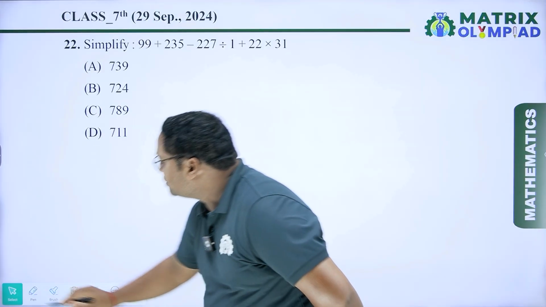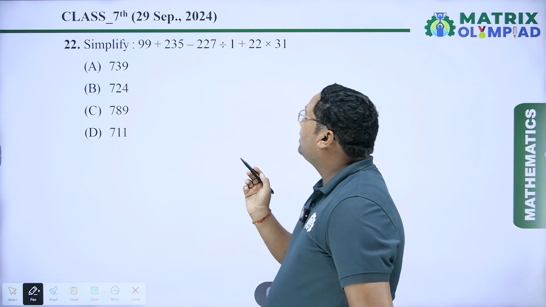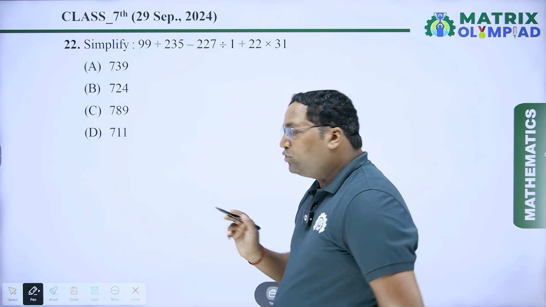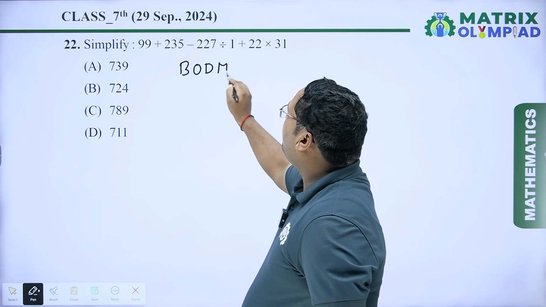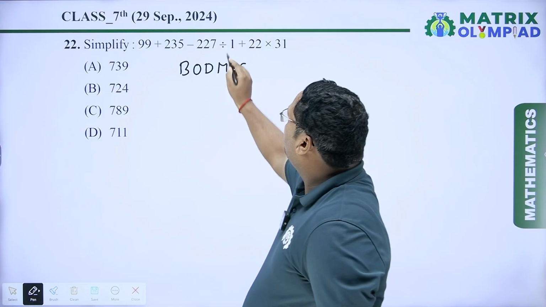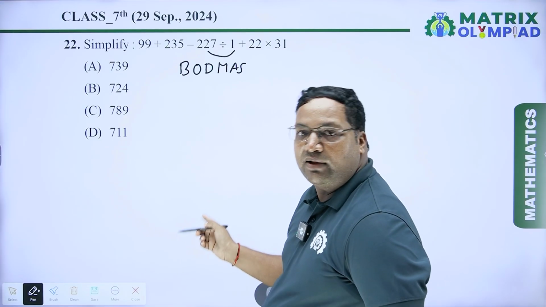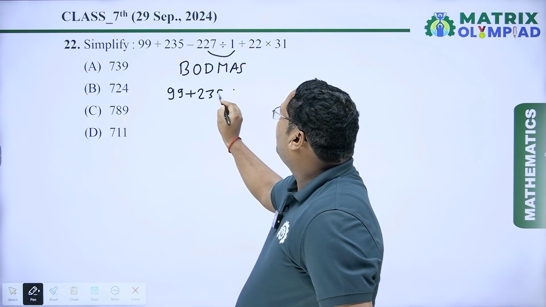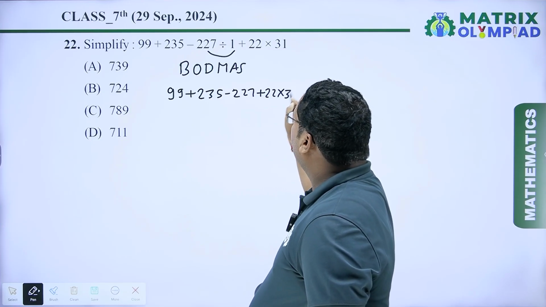Coming to the next question, question number 22. Simplify 99 plus 235 minus 227 divided by 1 plus 22 into 31. Here we have to use the BODMAS rule. The BODMAS rule is: first bracket, then of, then divide, then multiply, then addition, and then subtraction. Here you can see 227 divided by 1, so first we solve that. We will get 99 plus 235 minus 227 plus 22 into 31.